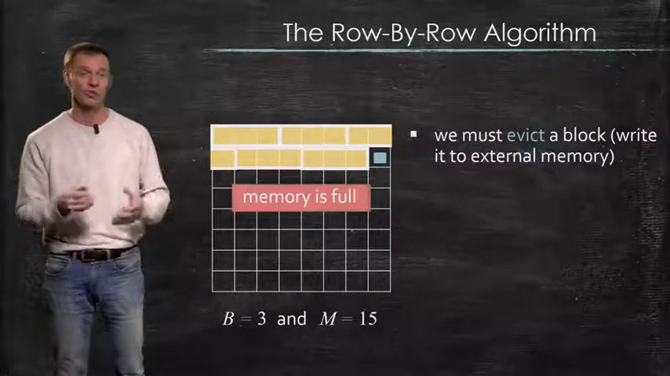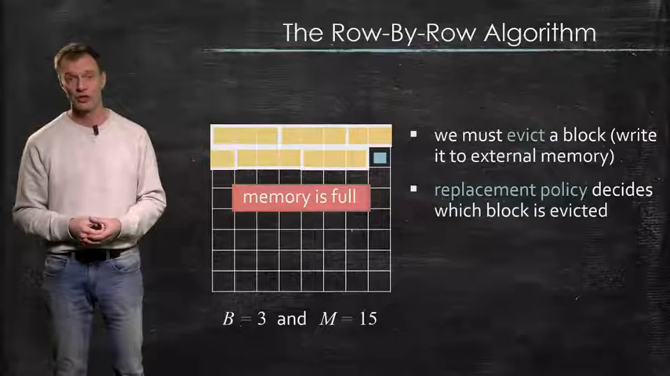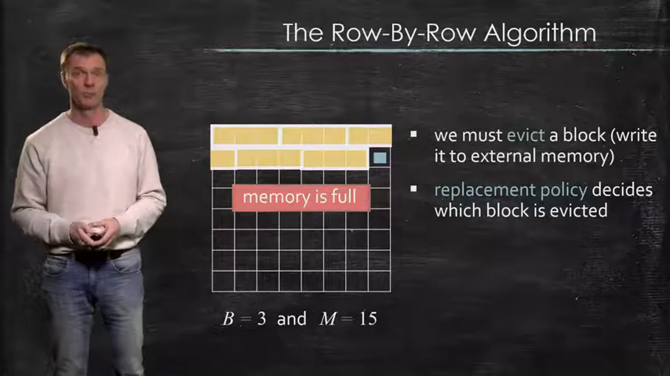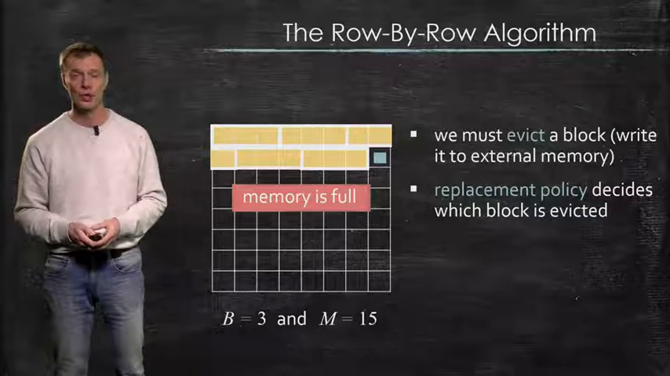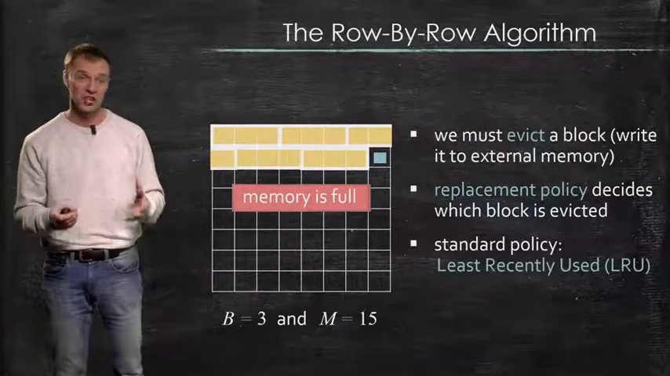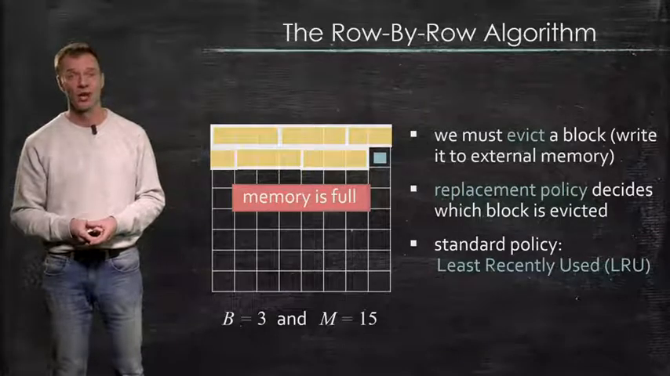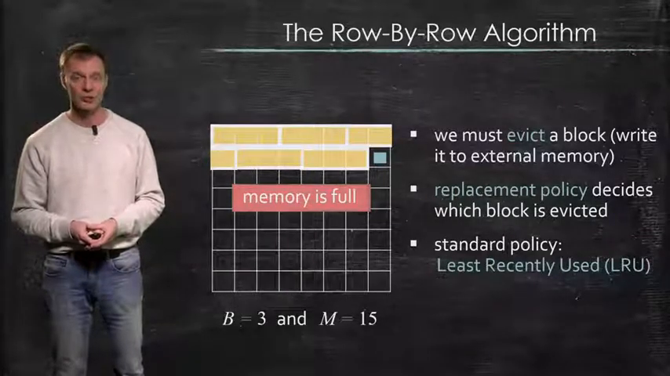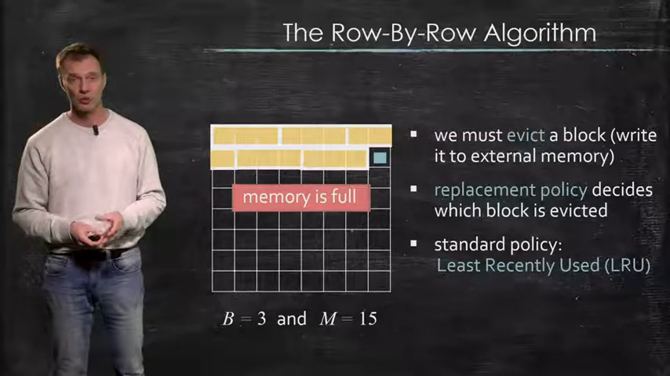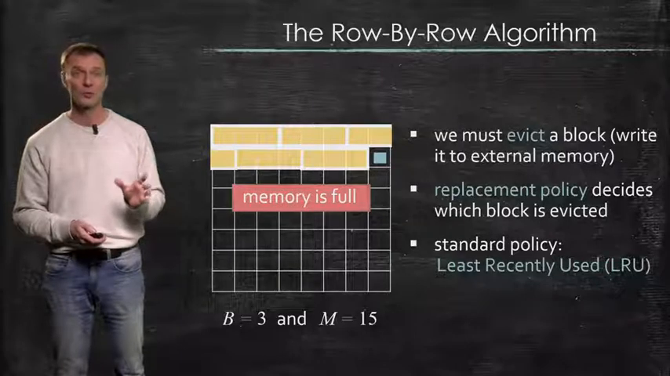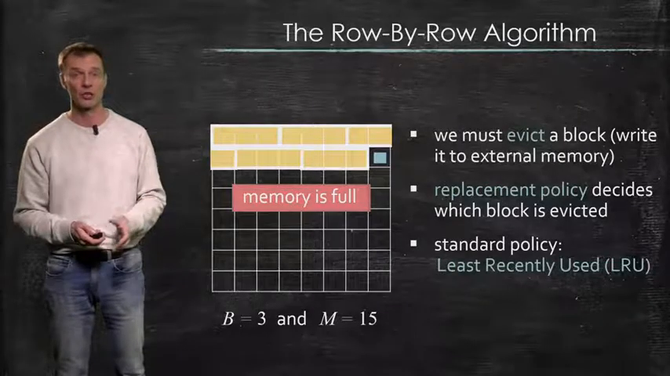Now the question is, which block do we decide to write back to disk? This is determined by what is called the replacement policy. Which block do we use to replace the new one? A standard policy is LRU, or least recently used. That simply looks at the block that we did not use for the longest time, and that one is written back to disk to make space for the new block.